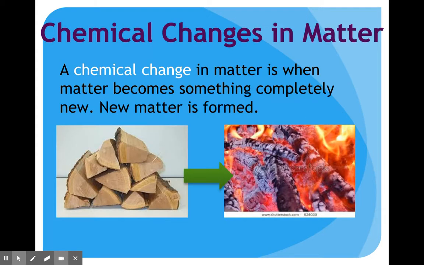A chemical change is something very different. In a chemical change, you probably will have changes in the physical properties in addition to new matter being formed. When a chemical change occurs, the atoms and molecules of a substance will be rearranged to form a new substance that wasn't there before.